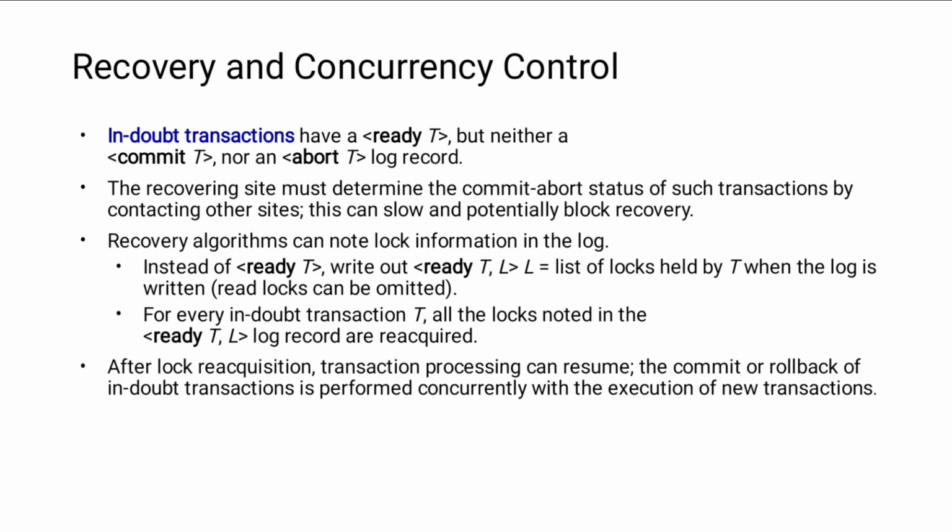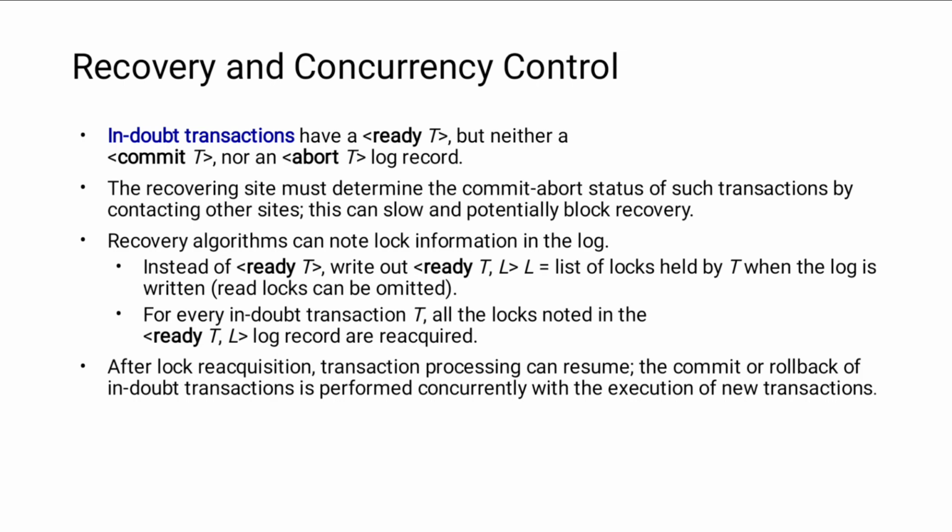Next, recovery and concurrency control. In-doubt transaction: if you have a ready T in the log but neither commit nor abort, then the recovery site must determine the commit or abort status by contacting other sites where the transaction was executed. It has to refer to other sites. This is the recovery algorithm. The recovery algorithm mainly carries two steps.